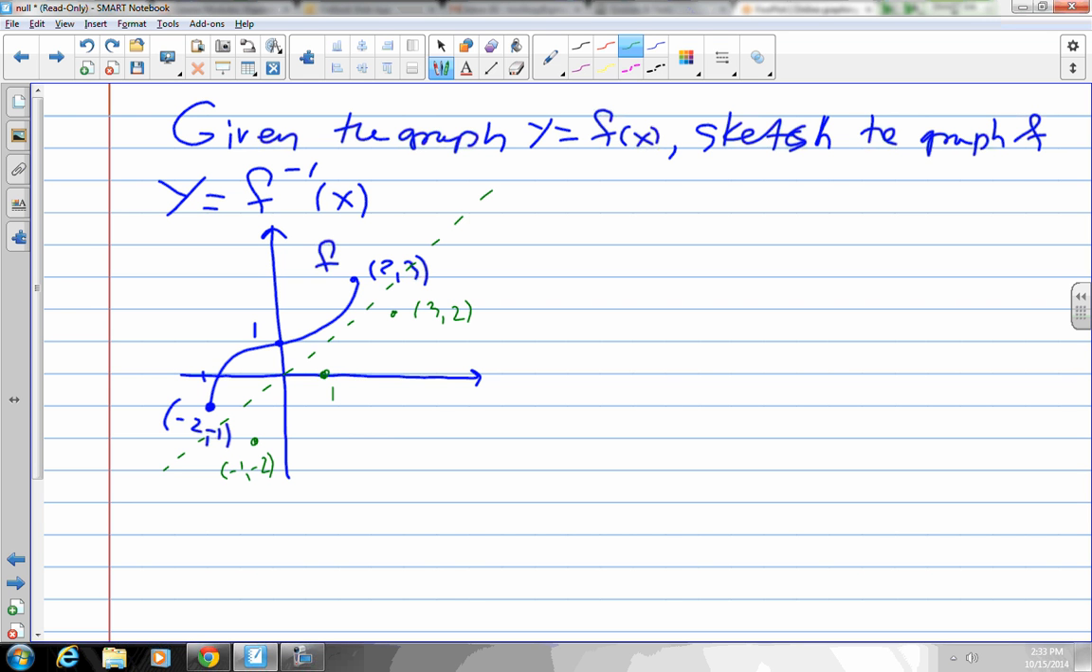So all I have to do is connect these dots so it appears that I just flipped over that line. But the easiest thing is, if you already have some reference points, sketch them in reverse order, and then pretend that it's flipped around the line y equals x. So this green line is the graph of the inverse function.